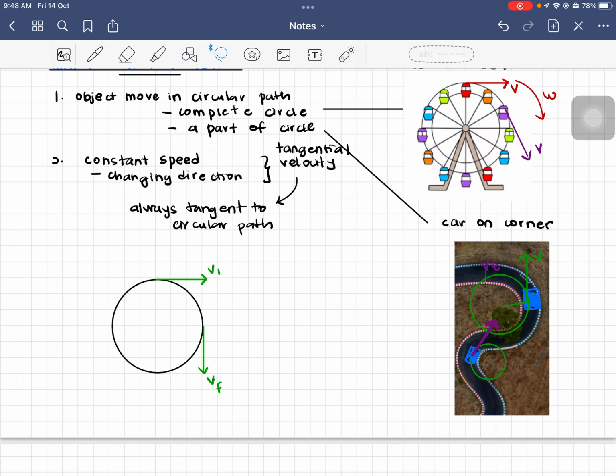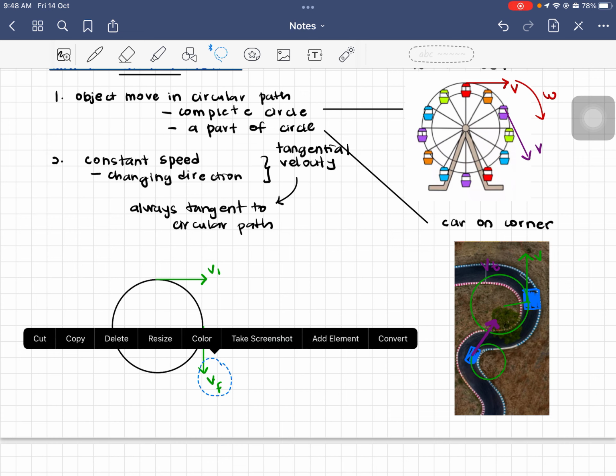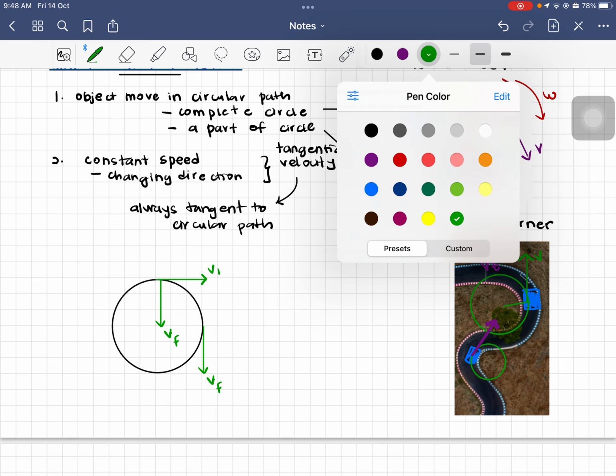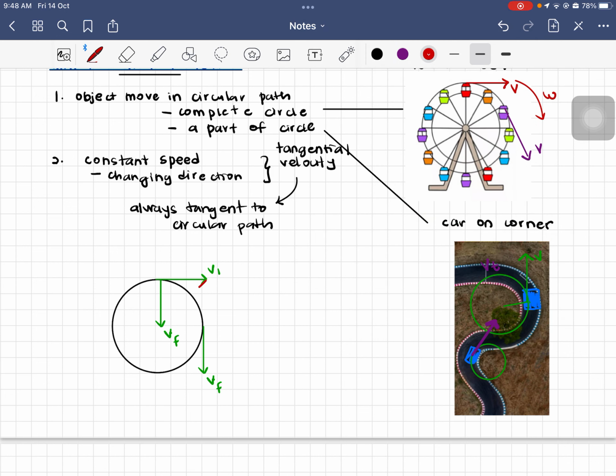So let's say kita ada V initial and V final here. Saya buat dia secara tail to tail. Okay, saya buat dia tail to tail here. Okay, then untuk cari acceleration, saya akan dapat something like this. Sebab kita nak daripada V initial pergi ke V final, awak akan dapat something like this. Your A is something like this. This is your delta V.